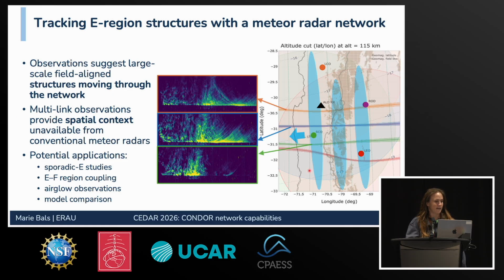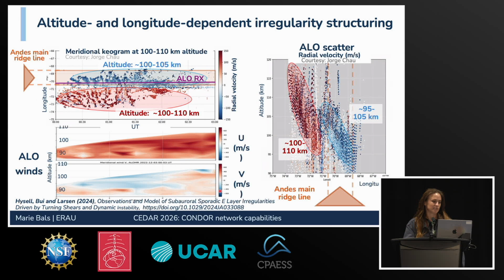You can see the 5 stations here, and this is all the same event for the 3 links. Those are the 3 latitudinally spaced stations that we had at that moment. And we're tracking them over several hundred kilometers. We do see a lot of opportunities here to study these effects further. It might be useful for sporadic E and F region coupling, or for model validation. So we would be very interested to look into this further.